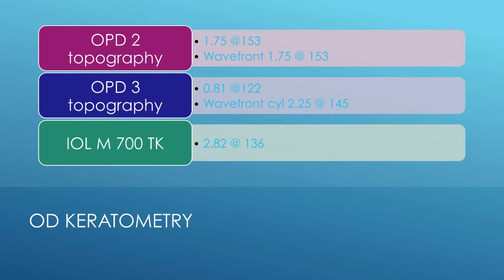So I went back and looked at all of the different Ks we had gotten for her. At the OPD2 I have in one of my offices, it showed us she had 1.7 diopters of astigmatism at 153 in the right eye. My OPD3 said only 0.81 at 122. And then the IOLMaster 700 with total cornea, where it can also measure the posterior cornea, said she had 2.82 diopters of astigmatism at 136.